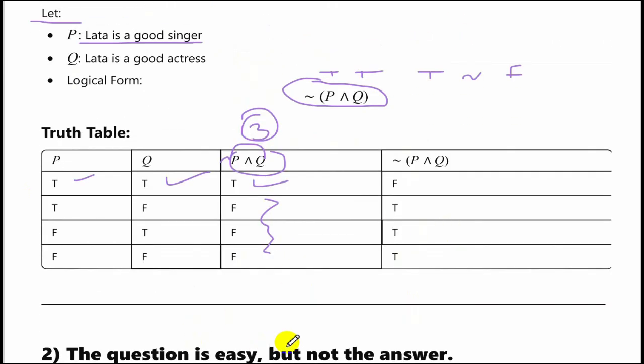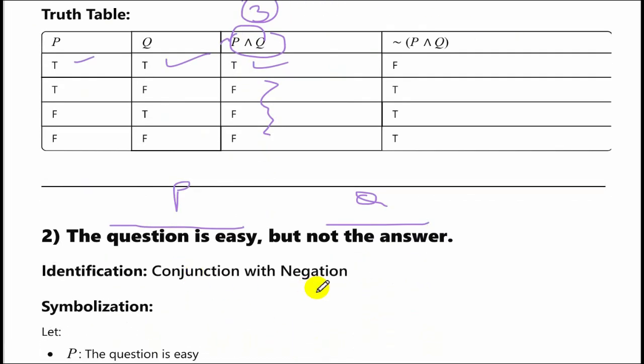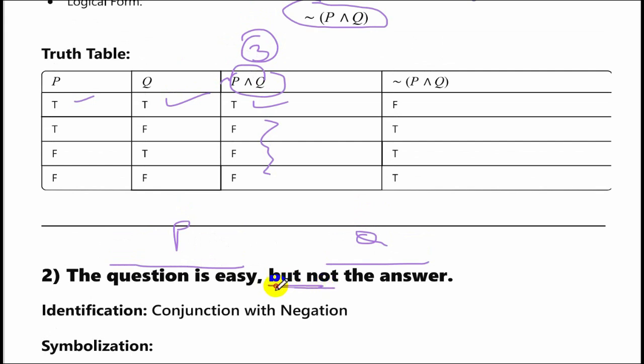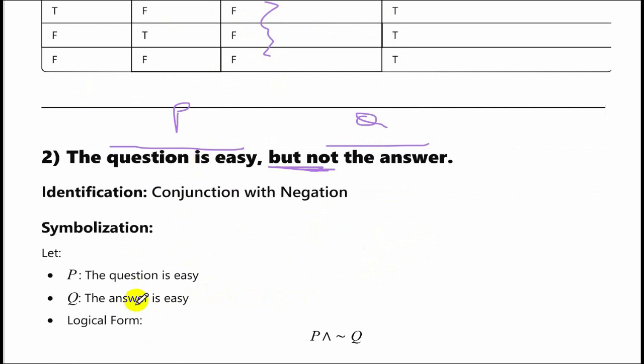The question is easy, but not the answer. The question is easy, P, not the answer, Q. The question is easy, but not the answer. And question is easy. Is it if then? Let's check. Conjunction with a negation. But not. So P is question is easy. Q is the question. Let's look at this. The answer is easy. The question is easy. The answer is easy. And then we say the answer is not easy.